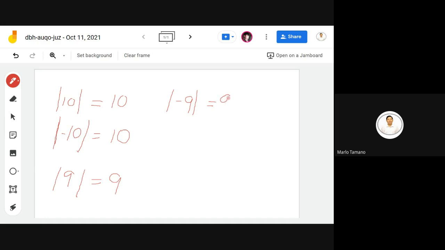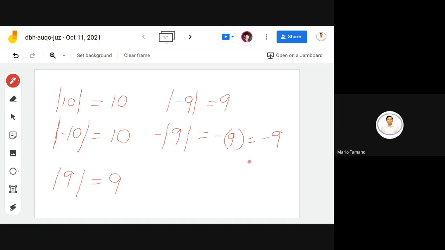Naintindihan? Kailan siya magiging negative? Kapag merong negative value outside. Let's say for instance, negative absolute value of 9. Our solution here is like this. So copy the negative outside the absolute value or the outside of the bars. So we have here the absolute value of 9 is 9 pa rin. So negative times 9 is equal to negative 9.